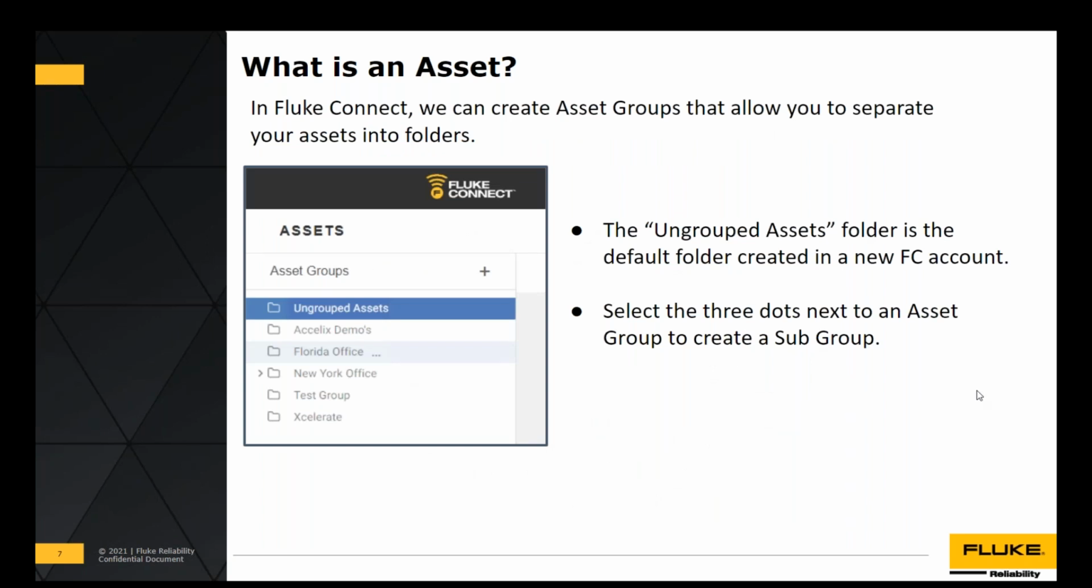So inside of Fluke Connect, we can create asset groups. It's basically just a folder system where you can separate out all of your assets so they're not just all jumbled together. The ungrouped assets folder is a default folder whenever you create a new Fluke Connect account. And if you create an asset without selecting a folder, the asset will be created inside of the ungrouped assets.